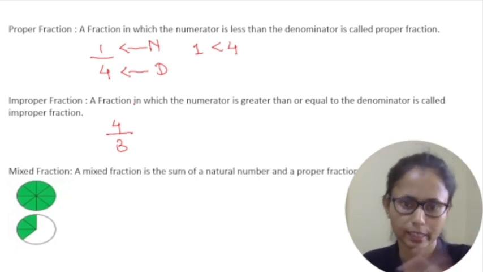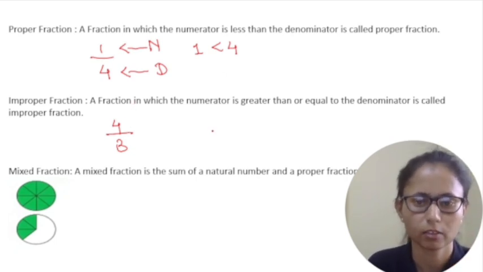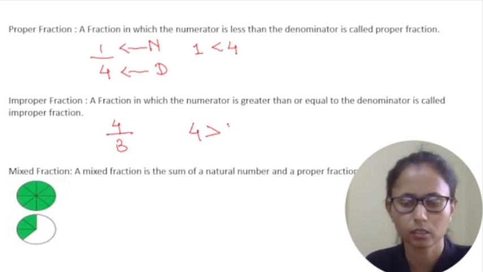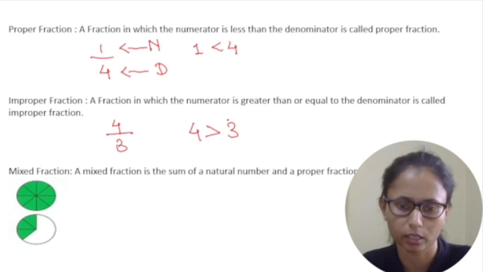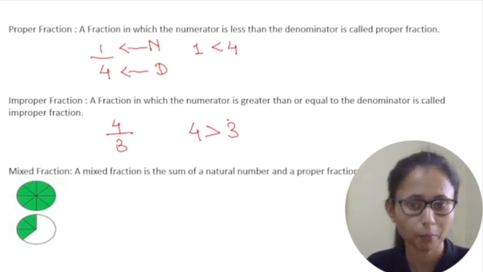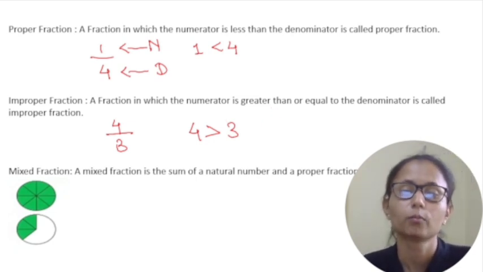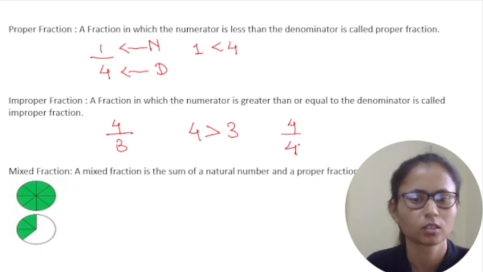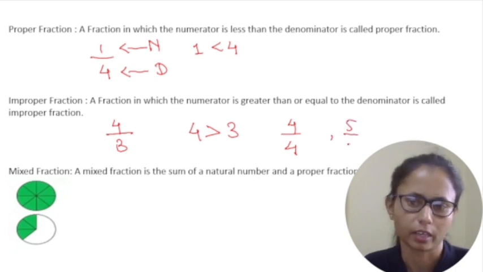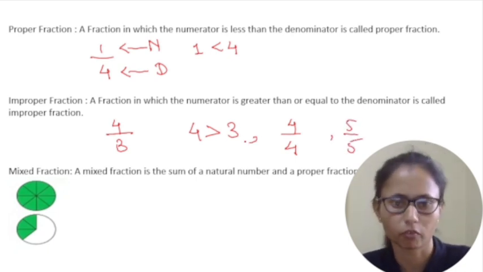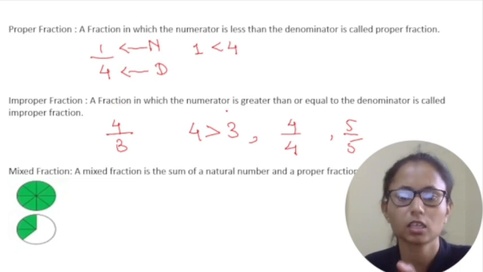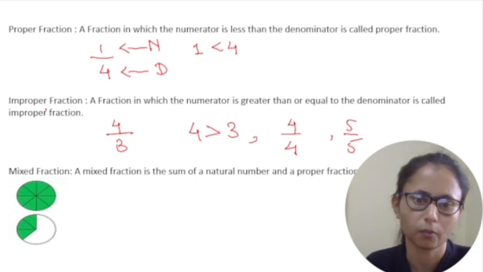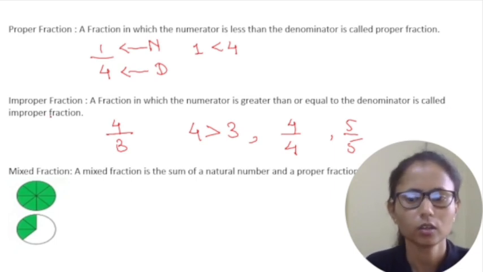Now opposite means in comparison, this less than sign will become greater than. Now we have to take the numerator first, that is 4, and the denominator 3. Now the numerator is greater than the denominator, right? So we can call it an improper fraction. But what if both are equal? Then also it is an improper fraction, like 4 by 4 or 5 by 5. So this is also an example of an improper fraction. So the definition is what? A fraction in which the numerator is greater than or equal to the denominator is called an improper fraction.